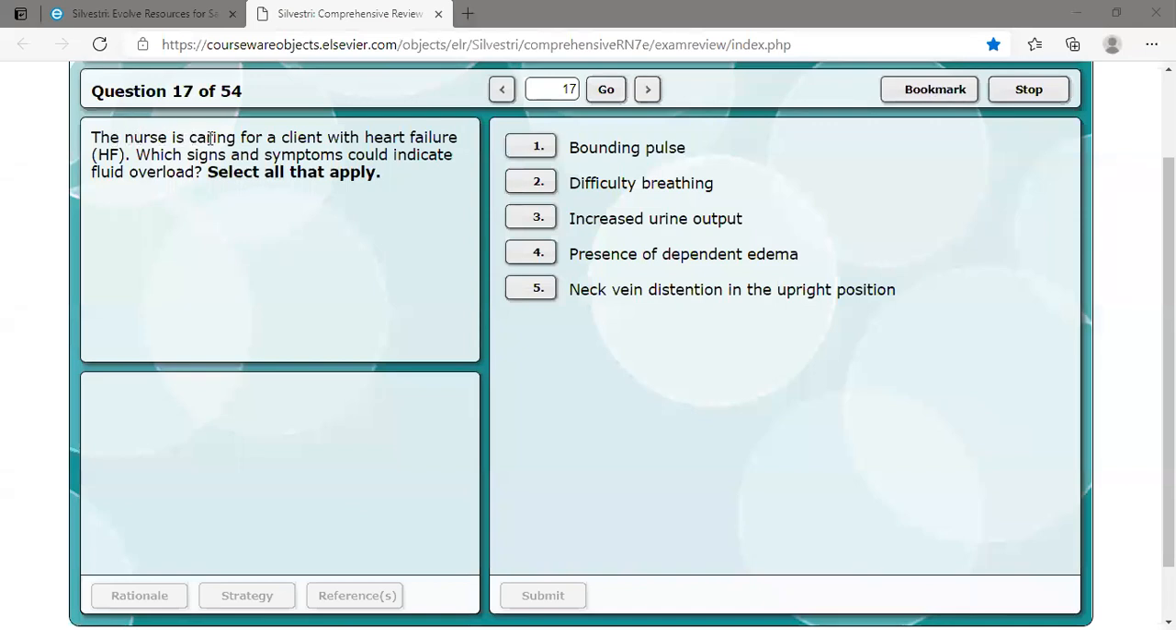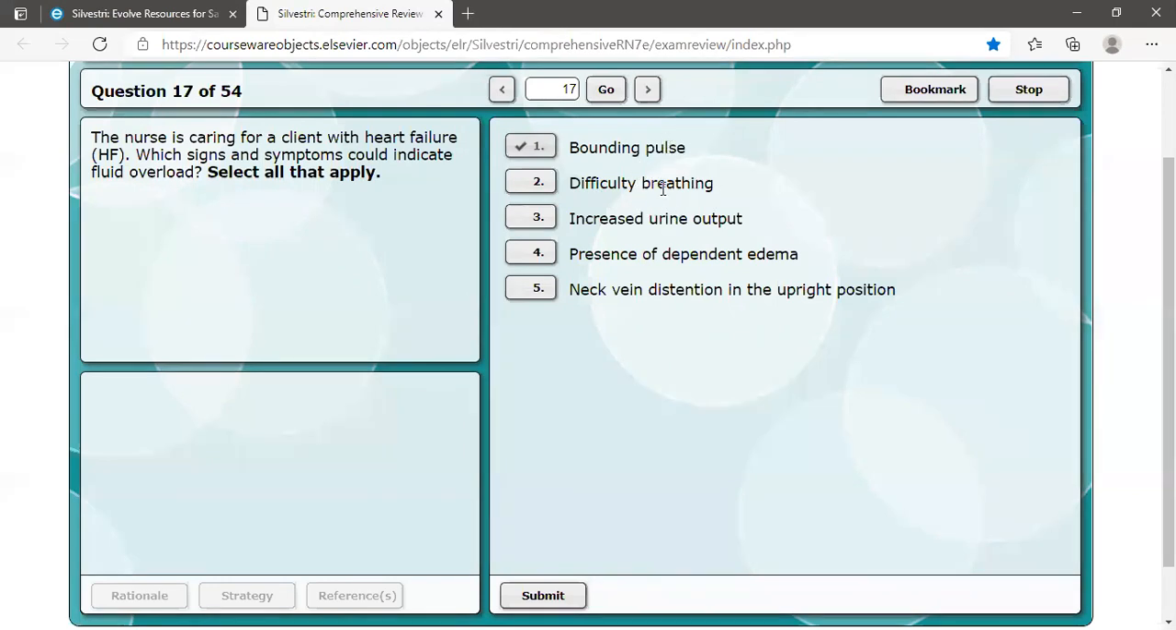Question here: the nurse is caring for a client with heart failure. Which sign and symptom could indicate fluid overload? Select all. So if you know the signs and symptoms of fluid volume overload, it would be easy to answer, right? So first one, they said bounding pulses. So as I told you, tachycardia, tachypnea, hypertension, and bounding pulse are signs of fluid volume overload or excess.